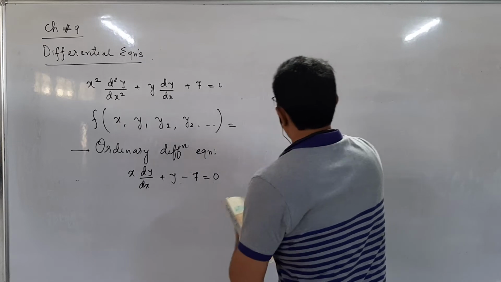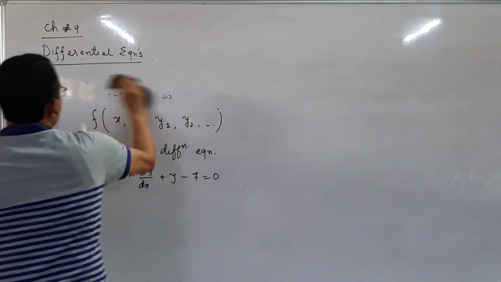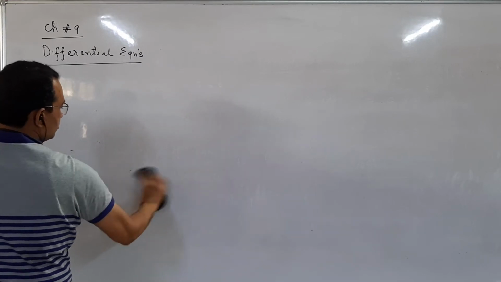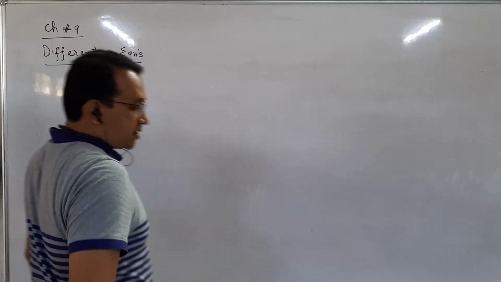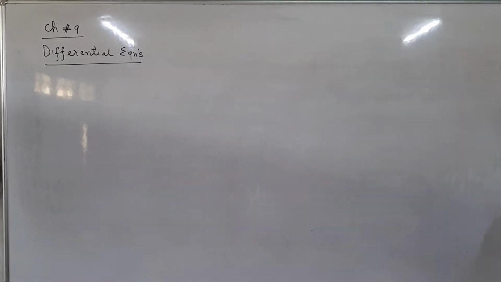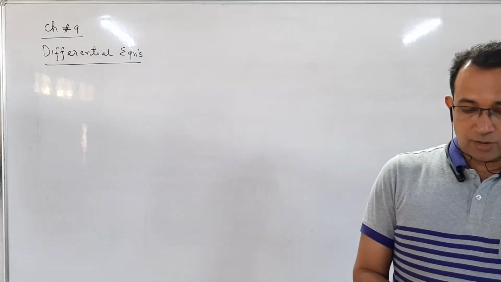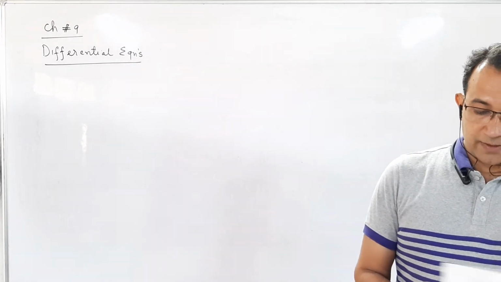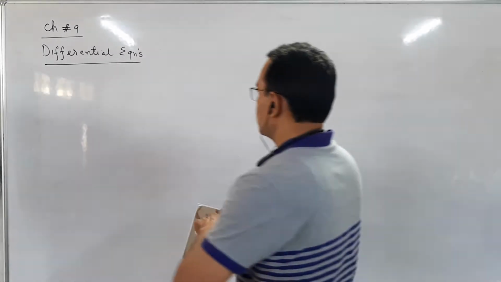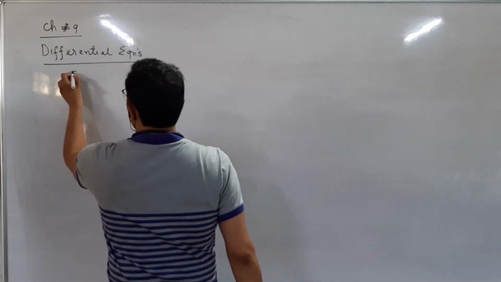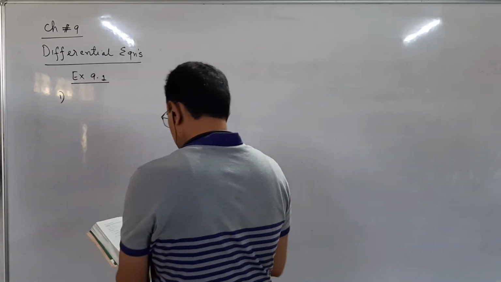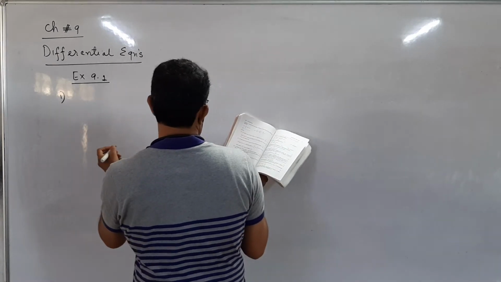Now students, next, we are doing exercise 9.1, which we can do verbally, very easily. This is not at all difficult, students. Let us write the sums. Exercise 9.1, question 1. I am writing 5 questions together, students.